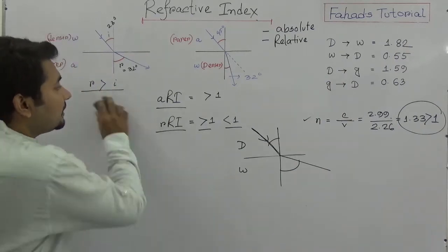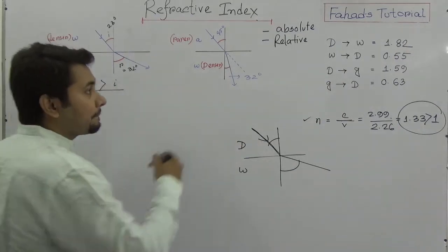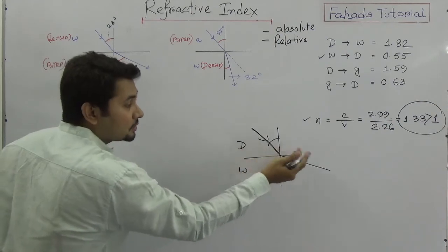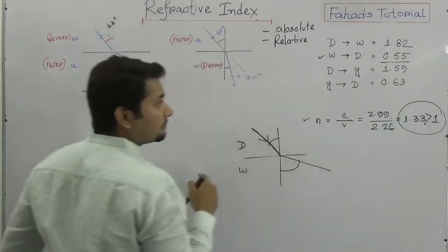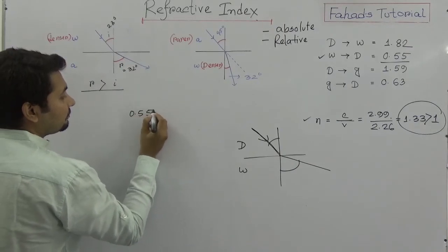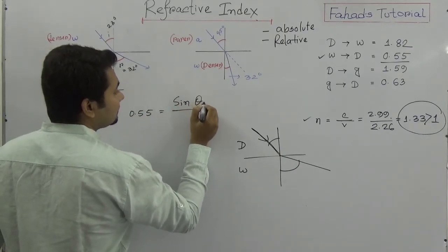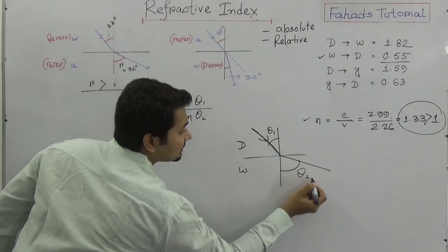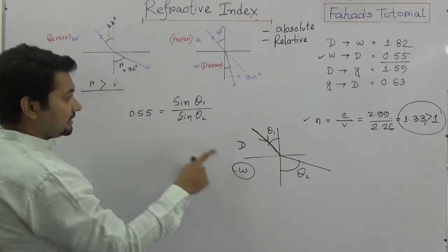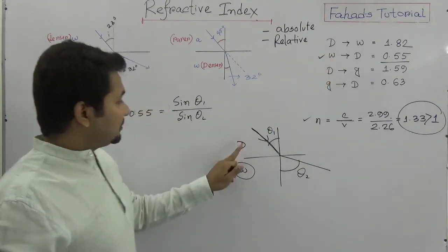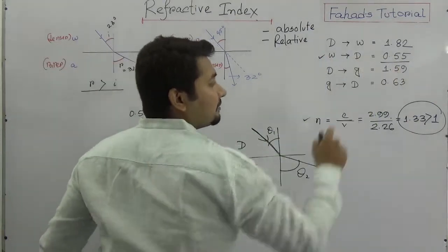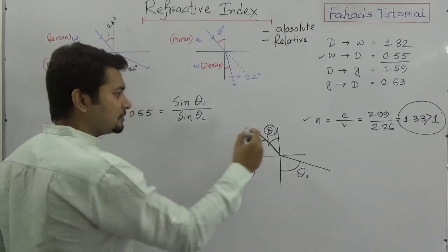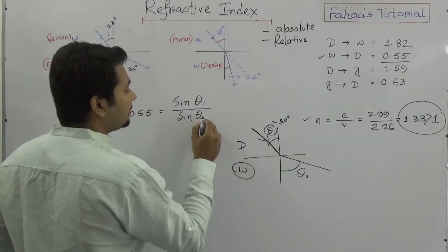Now if you see this one, this is water, this is diamond. So I know that it is 0.55. So we can see that 0.55 is actually sine theta 1 by sine theta 2. That means this is theta 1, this is theta 2. So I am saying that the refractive index of water with respect to diamond is 0.55. That means if sine theta 1 is, suppose, 30 degrees, then what is the value of theta 2?